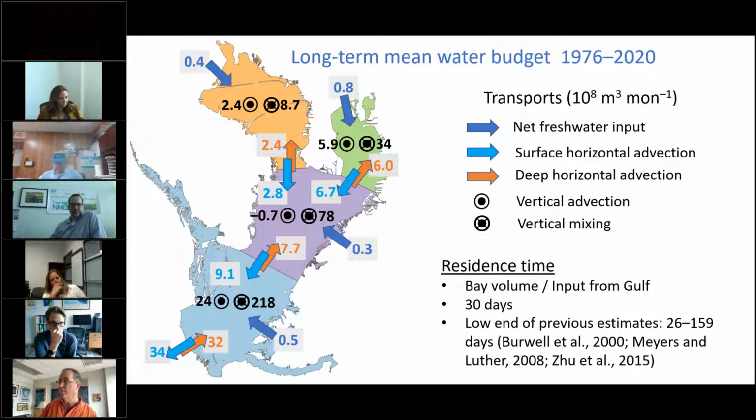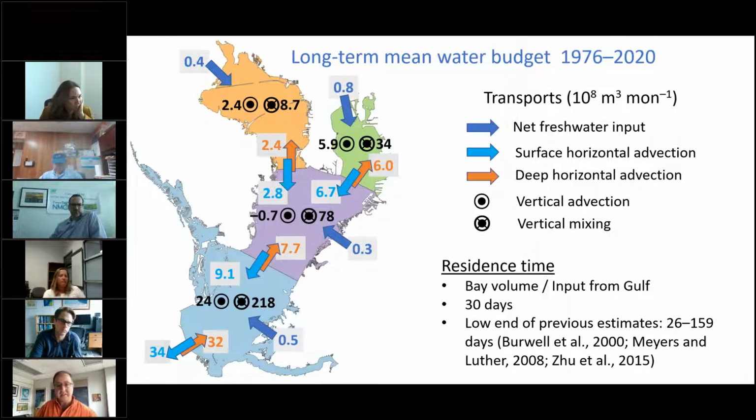Here's the result just from the water budget, and I don't really have the time to go through this in a lot of detail, but what you see in the blue are the surface flows, which are all seaward, and in the orange, the deep flows, which are all landward. So it kind of conforms to our expectation of an estuarine overturning circulation with deep salty water coming in from the ocean and fresher water leaving at the surface. And then some of the dots and the cross arrows show the vertical transports and the mixing. And there's actually quite a lot of mixing. You see those numbers are quite high for those cross arrows.